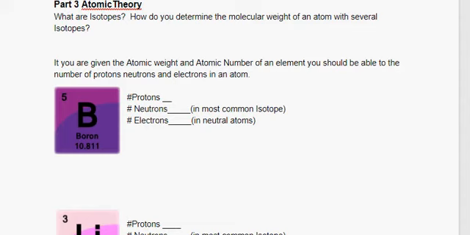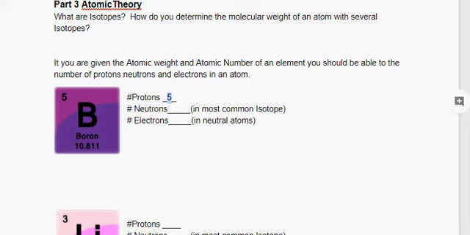Okay, this kind of problem is relatively easy. The question is, if you're given the atomic weight and the atomic number of an element, you should be able to prove the number of protons, neutrons, and electrons. By now I would really hope that you know what the atomic number means. The atomic number is the number of protons, okay? So that means boron, which is atomic number 5, must have 5 protons.